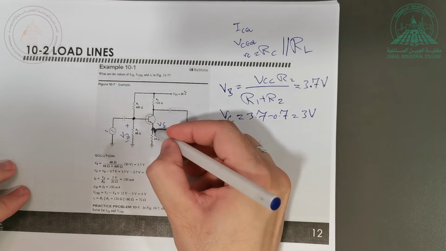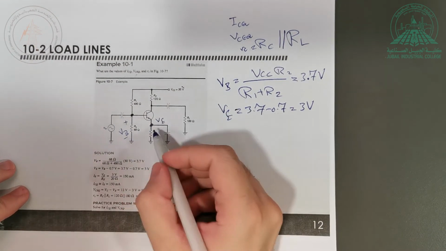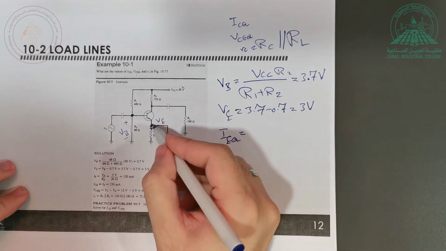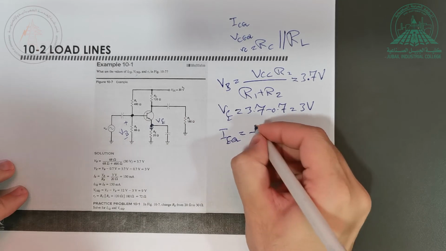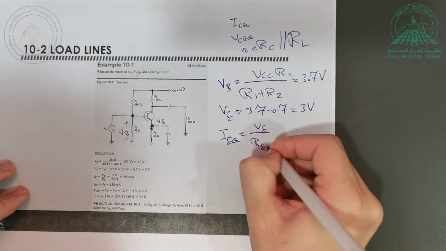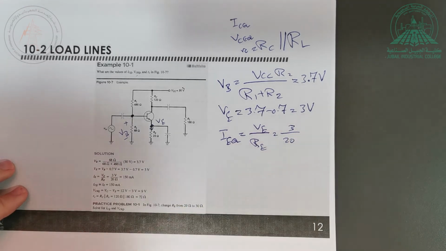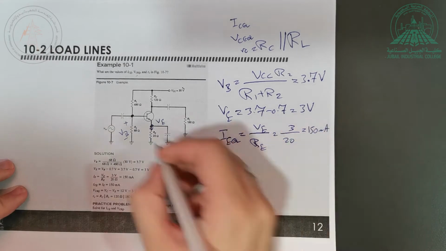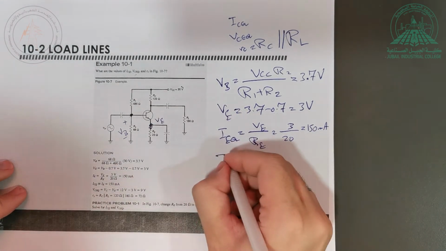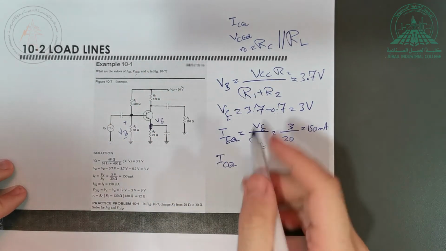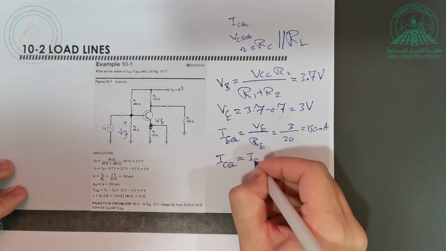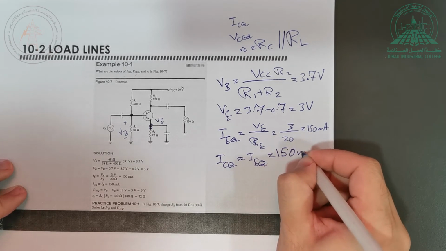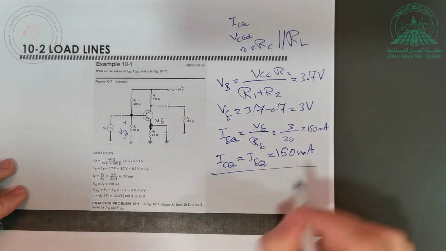If this is VE, equal to 3 volt, then I can get this current. I can say IEQ is equal to VE divided by RE, right? So it's equal to 3 volt divided by 20, so it's equal to 150 milliampere. So this current is equal to 150 milliampere. That means ICQ is almost equal to IEQ, which is 150 milliampere. Okay, we found the first requirement.